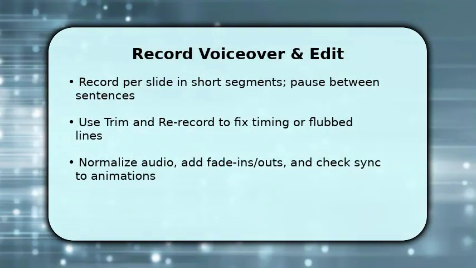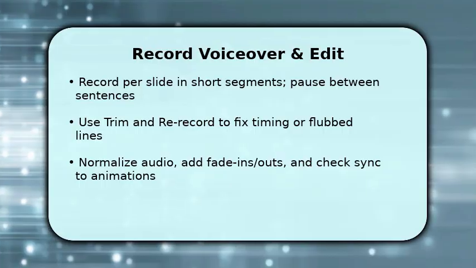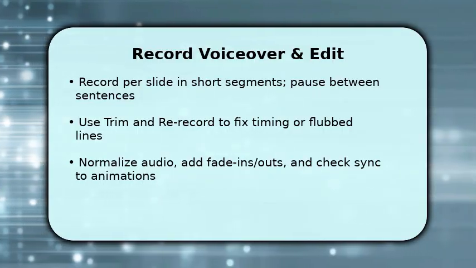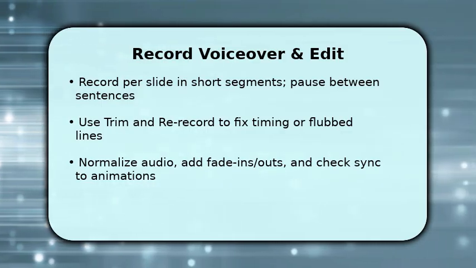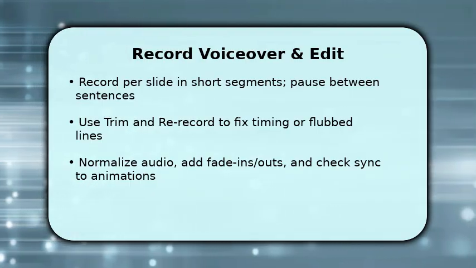Now you record each slide as its own clip so mistakes are easy to fix. Record in short segments and pause between sentences to create natural breathing spaces. Once done, use trim to cut silences and re-record to replace any flubbed lines. You can re-record a single slide without touching the rest.